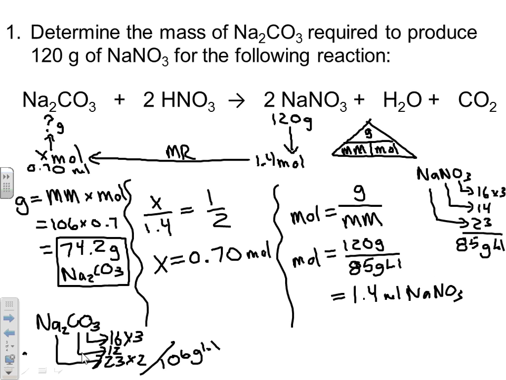Some important things to know. When you're moving up and down, you're going to use your grams per mole triangle. When you're moving up and down, the molar mass you use is of the chemical you are below. That's why we build it that way. So here we needed the molar mass of sodium nitrate, and the last step we needed a molar mass of sodium carbonate. And in the middle, we do the mole ratio. X over 1.4 is equal to 1 over 2, and you just carry your calculation over.